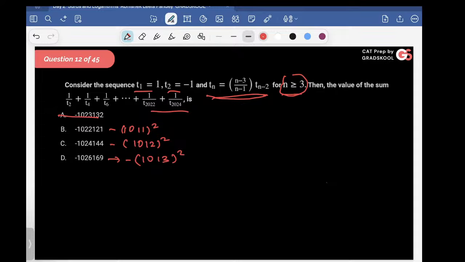So T1 is given as 1, T2 is given as -1. What's T3?